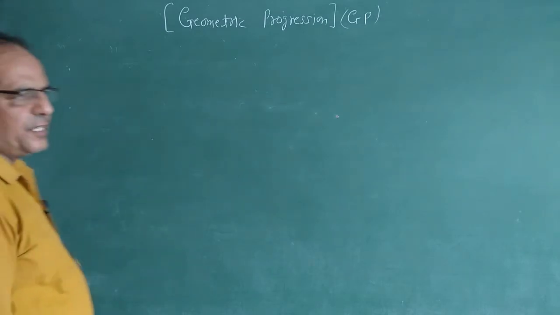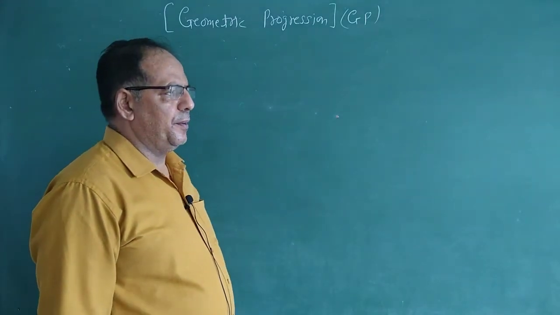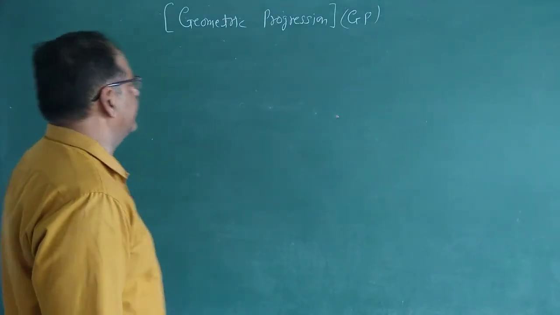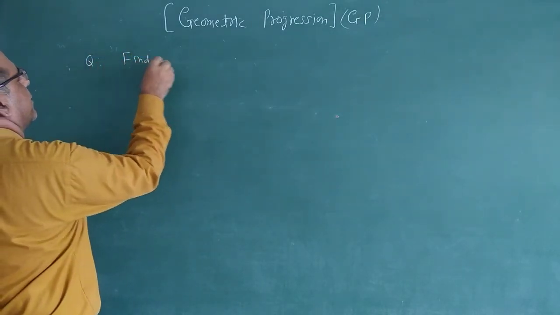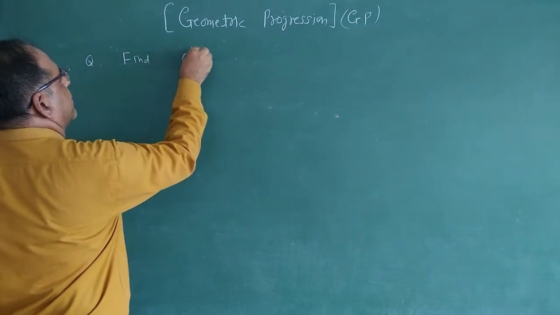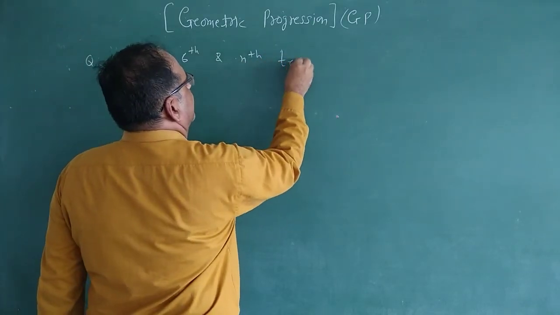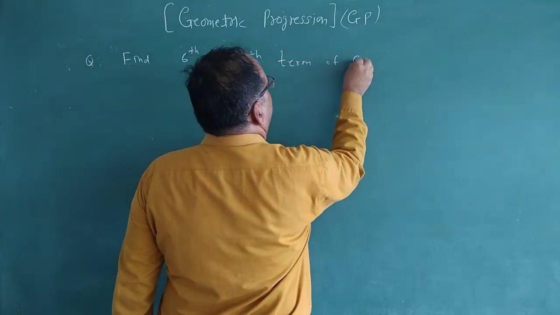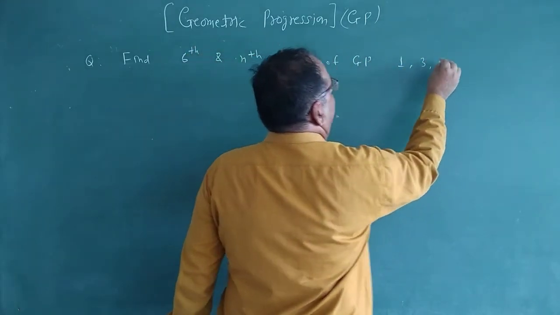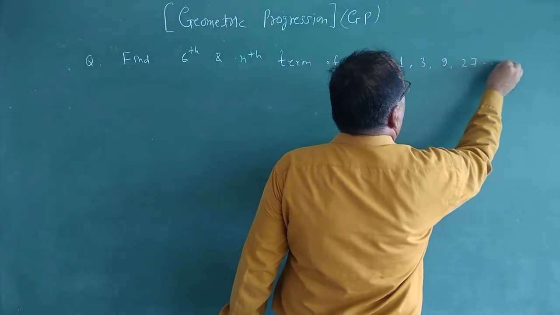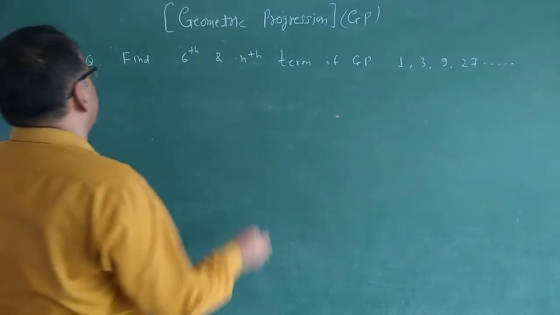Now we will discuss some questions based on nth term, pth term from end, last term, etc. The first question is: find the sixth and nth term of the GP 1, 3, 9, 27, and so on. The GP is given: 1, 3, 9, 27.